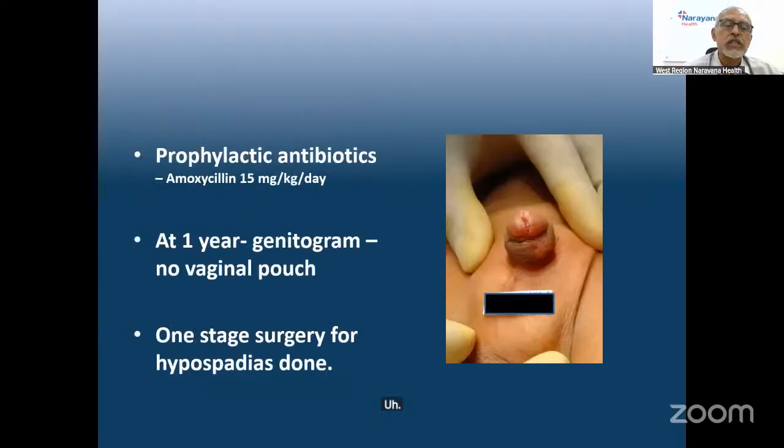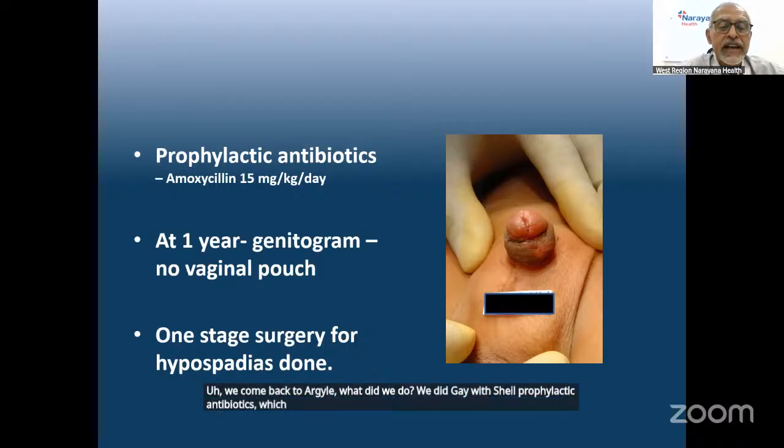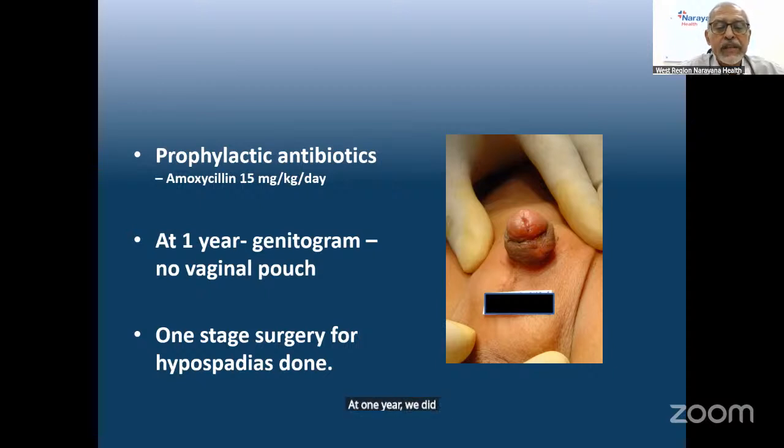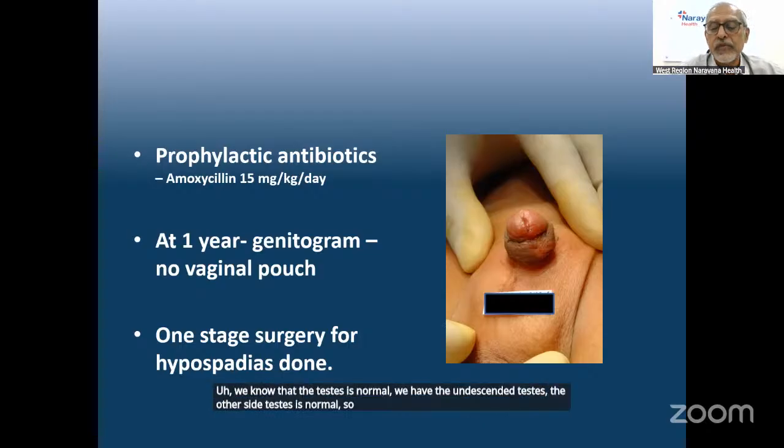We come back to our child. What did we do? We gave this child prophylactic antibiotics, which was amoxicillin at 15 milligrams per kg per day. At 1 year, we did a genitogram and there was no vaginal pouch. We know that the testes is normal. We have repaired the undescended testes. The other side testes is normal. So single stage surgery was done for the hypospadias.